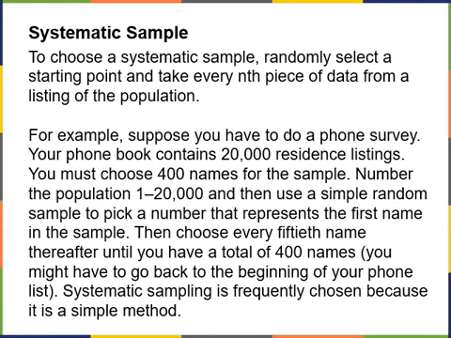So systematic sampling is frequently chosen because it's a simple method. What we usually find in statistics is that the simpler it is to set up your sample and make sure that it's fairly randomized, it's more likely that whoever's doing those calculations or setting up these studies, we tend to try to keep it simple when possible.